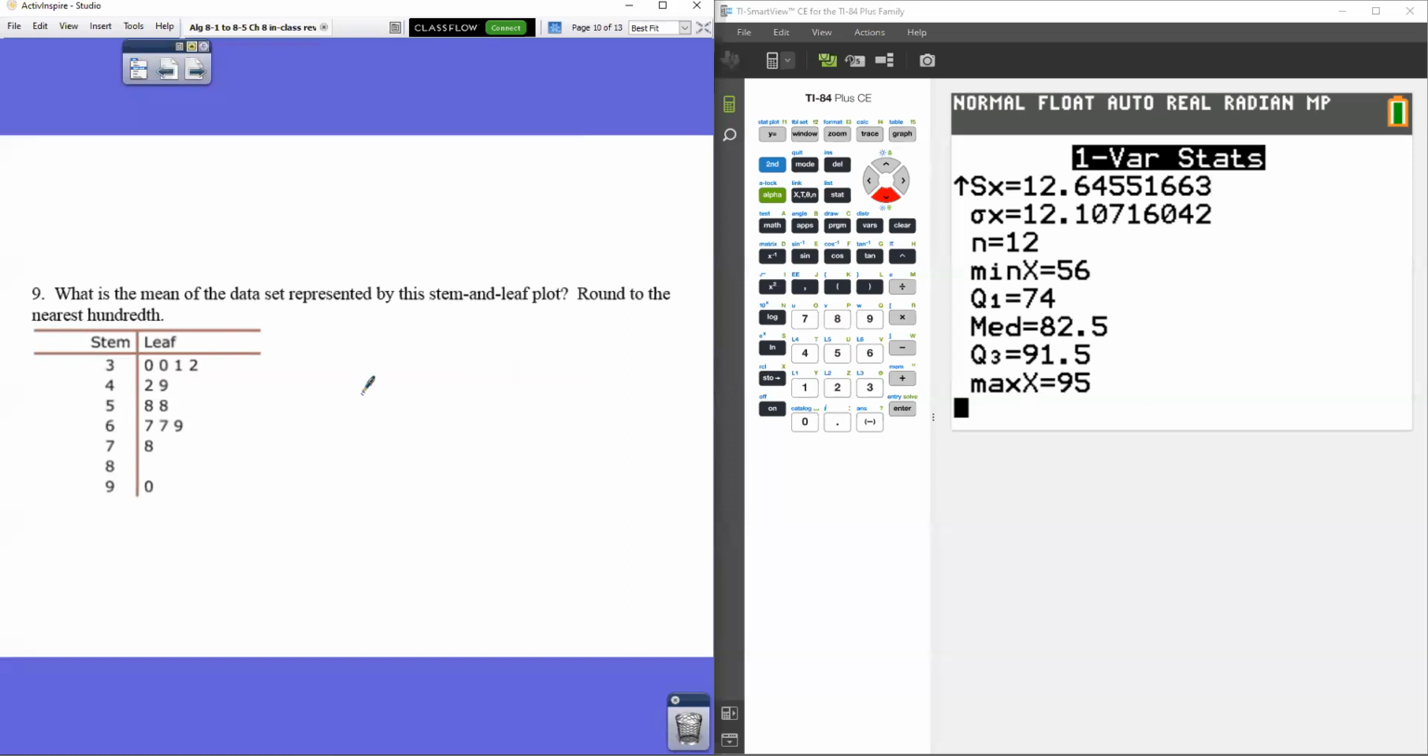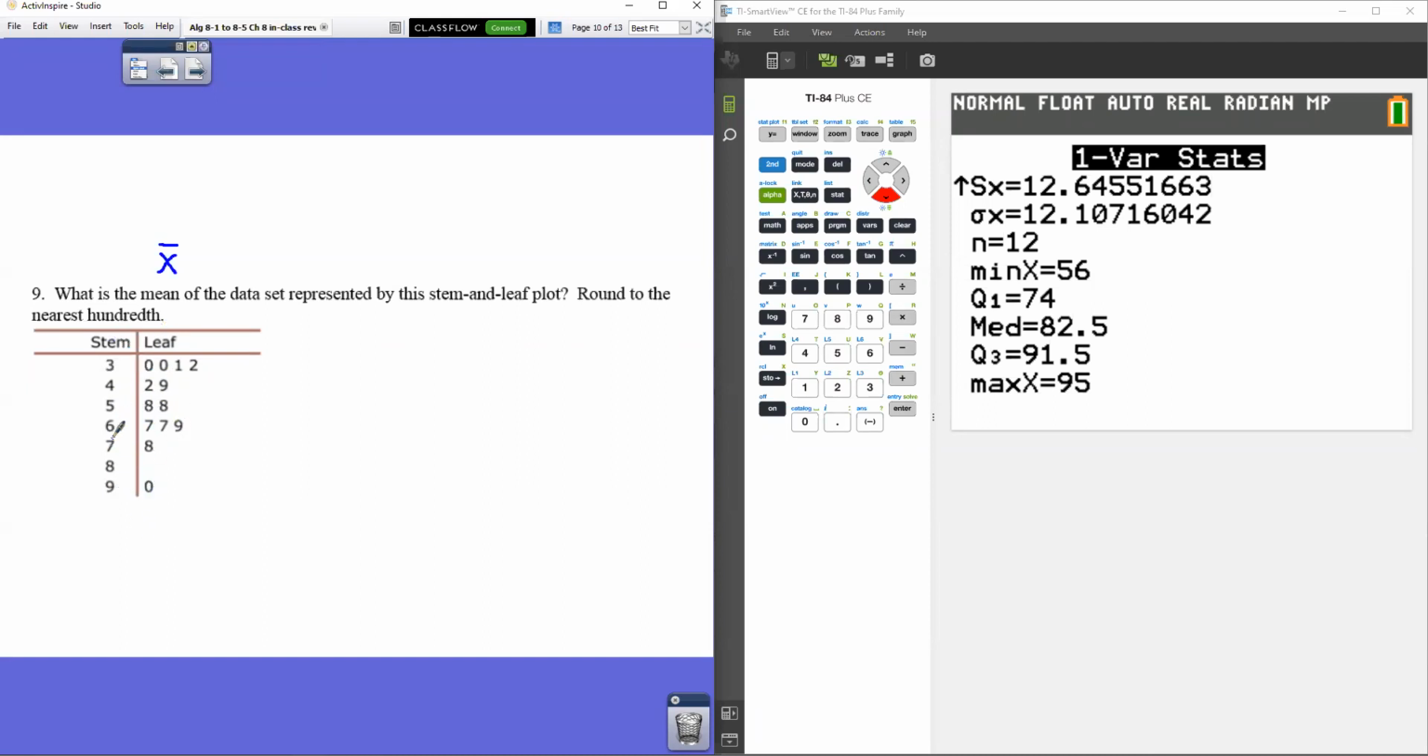Take a look at number 9. Now, in number 9, I'm not going to have you actually do this one. I'm just going to talk about it. What is the mean of the data? First of all, remember, mean is the X with a little line above it. When you have a stem and leaf plot, when you go to type it into your L1, you have to make sure that you're typing in the actual numbers. So you really have a 30, a 30, a 31, and a 32. You have a 42, 49, 58, 58, 67, 67, 69, 78, and 90.